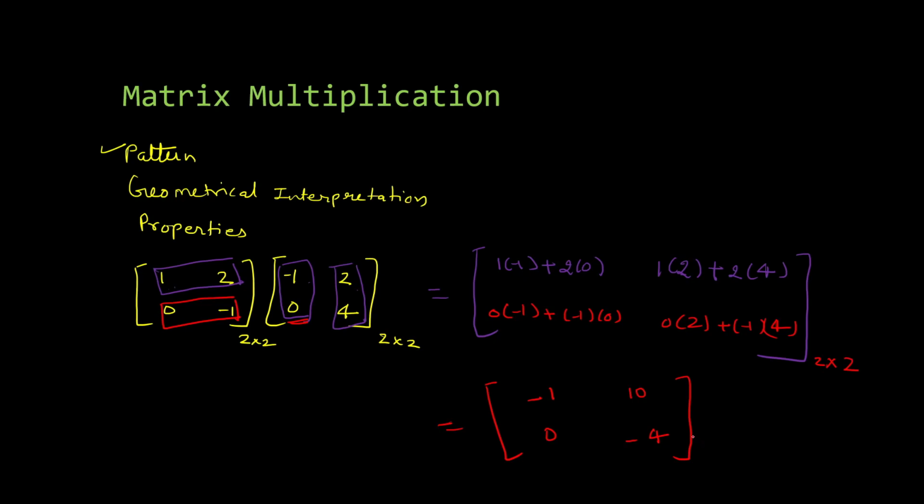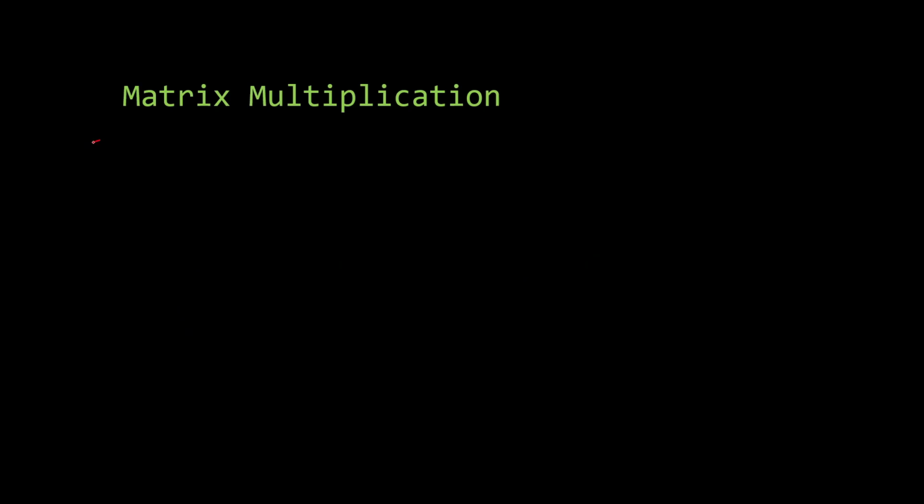Now let me show you another pattern before we move ahead to relate it to linear transformation, what we have learned earlier. So we will do the same matrix multiplication, this time by using a different pattern. So my matrices are 1, 2, 0, -1.